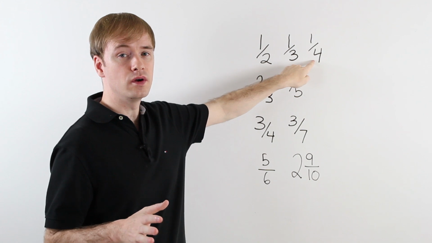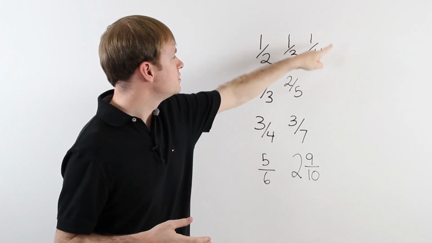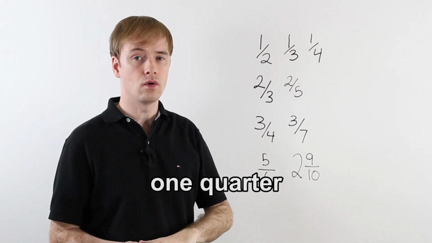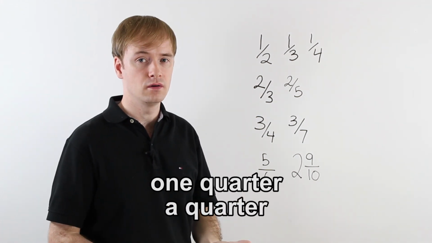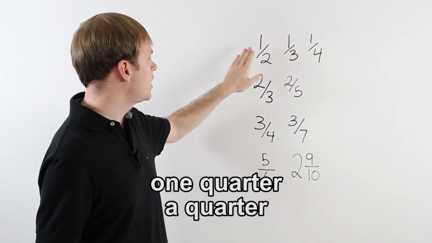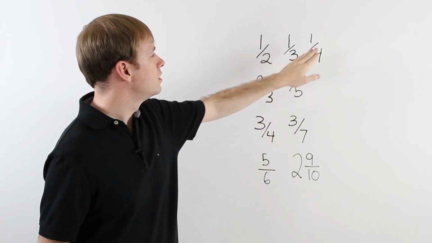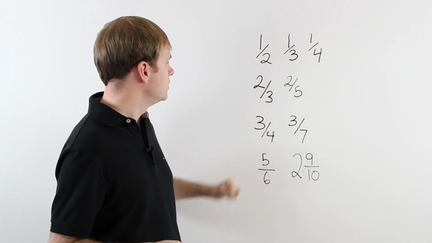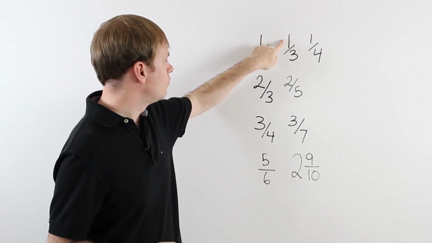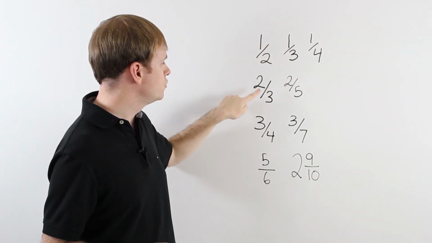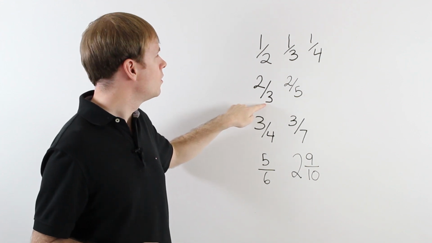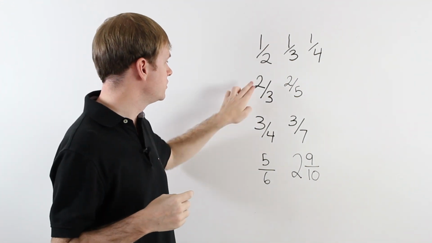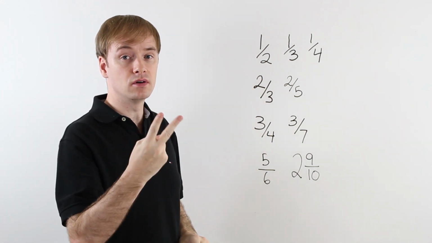Is it one-fourth? No, it has a special name. If you see this, this is 1/4 or a quarter. Okay, so a half, 1/3, a quarter. The next line. Now we have 1/3 and you see 2/3. Well, 1 is single, it's only 1, but 2 is plural.